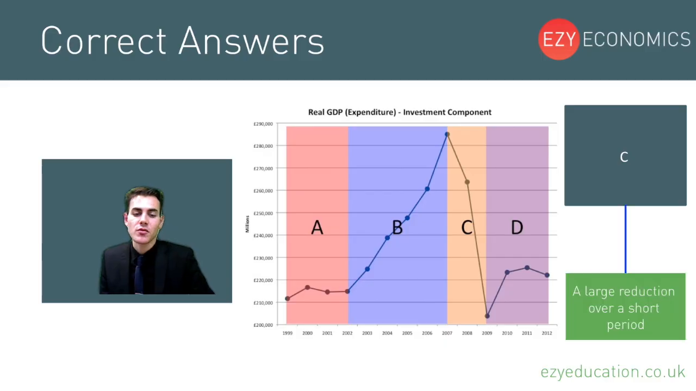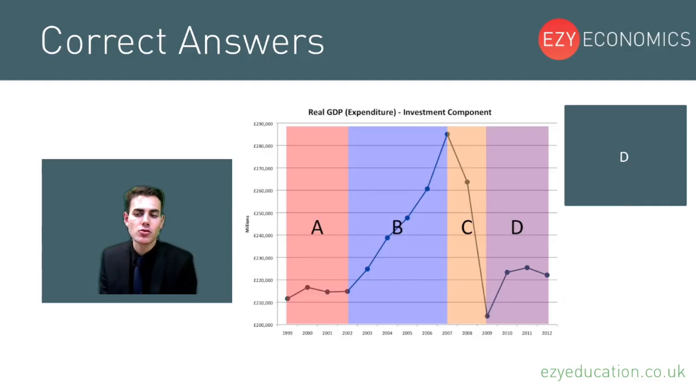C, the best description for C was a large reduction over a short period of time. As you can see, all of the sustained increase from period B was wiped out within a couple of years and even more offset within a couple of years in period C. So that was the correct description. And of course, the investment component reached its minimum after period C.